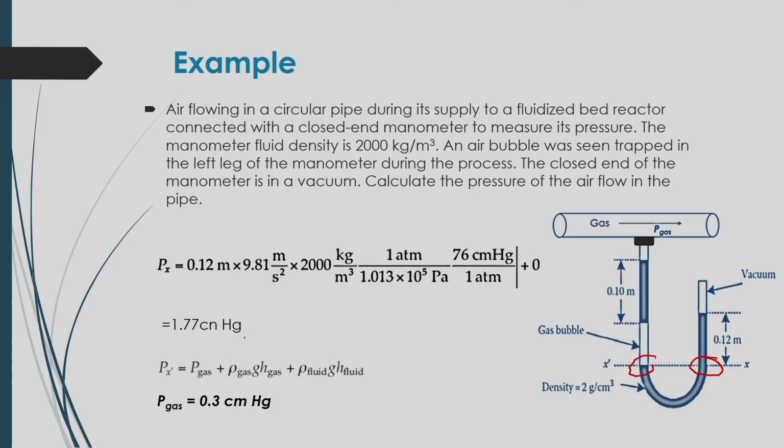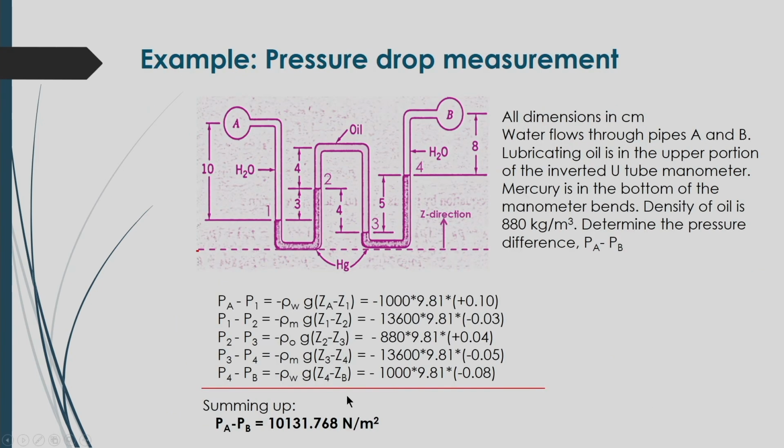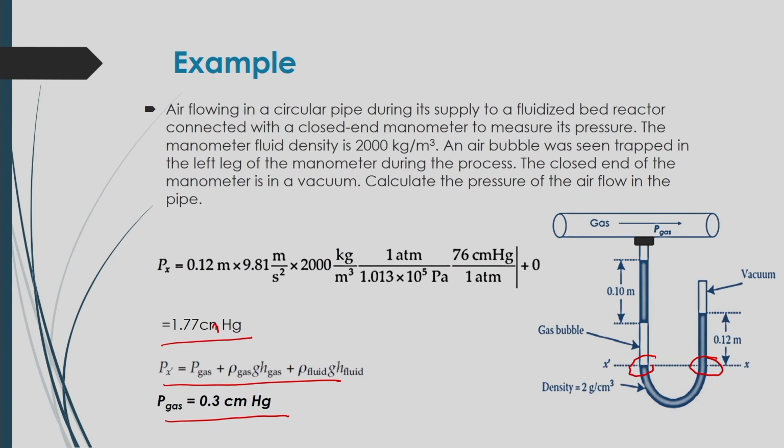So, similarly you can get Px as 1.77 centimeter mercury, whereas Px dash you can get here as 0.3 centimeter mercury. So, after balancing these you can easily calculate what the gas pressure inside the pipe should be.